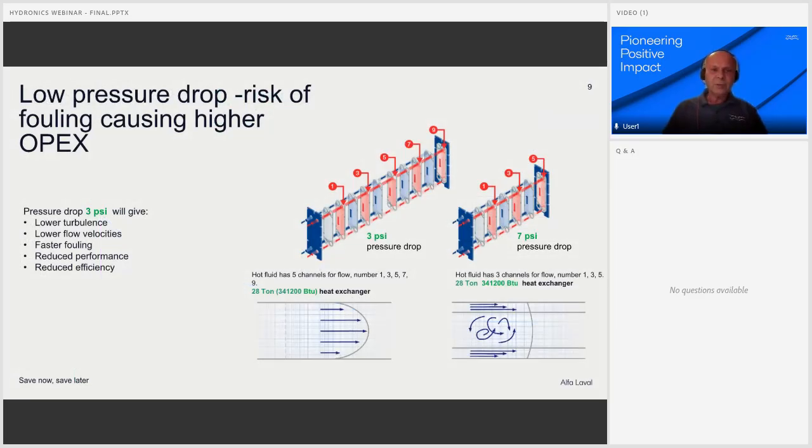In this case, we have a 20-ton duty with the same flows. As you can see, based on a 3 psi pressure drop, we have to add more and more channels to cope with the specified 3 psi. If we look at the other alternative, in this example 7 psi, we need fewer channels. That means with a low pressure drop, the velocity in the channel is less. In the long run, it also means a higher chance of fouling of the system, less energy efficiency, etc., and high maintenance cost.